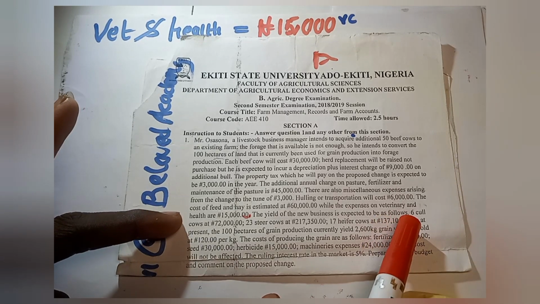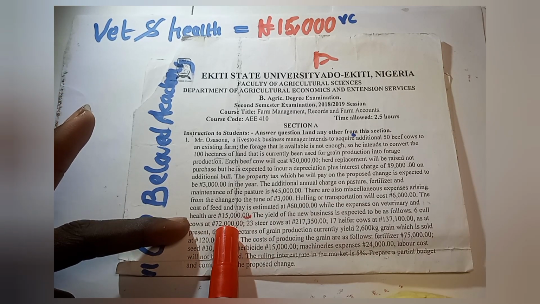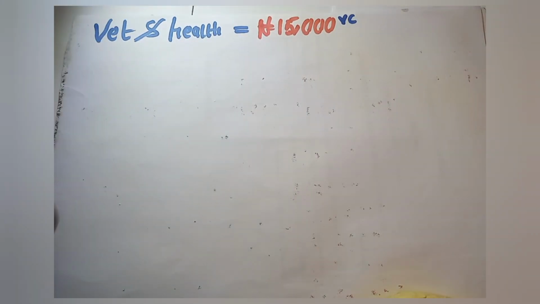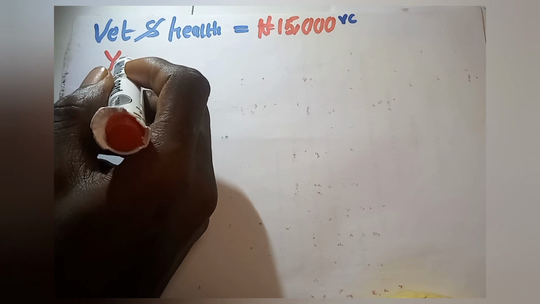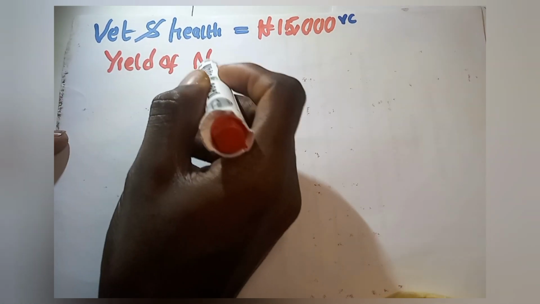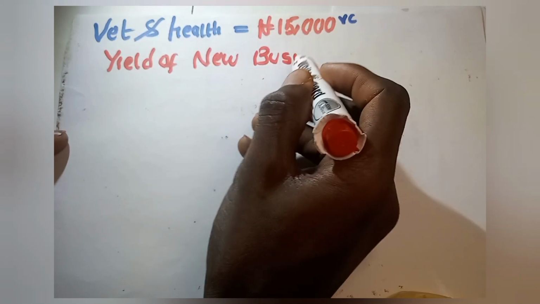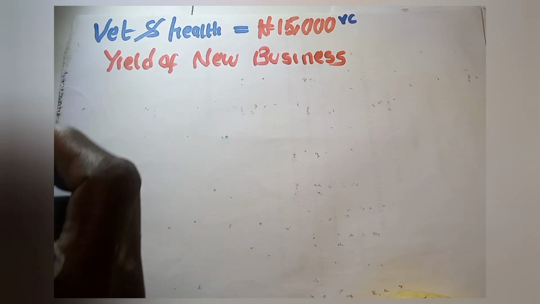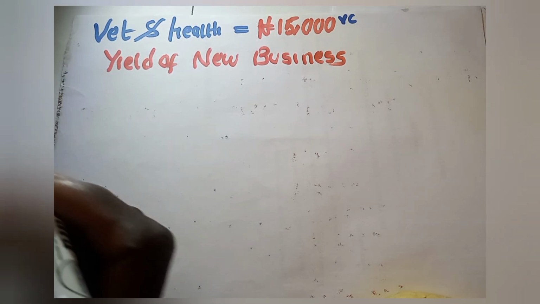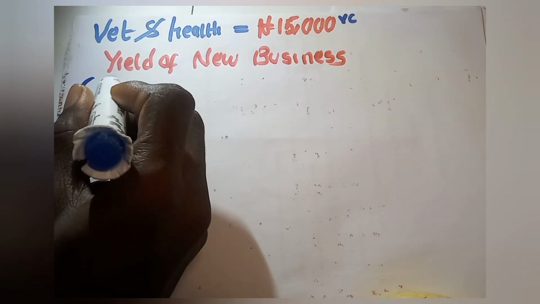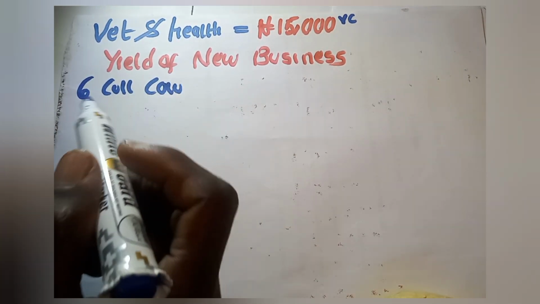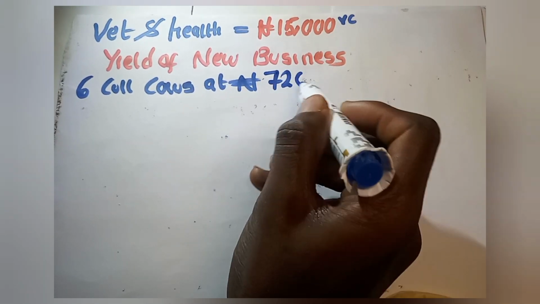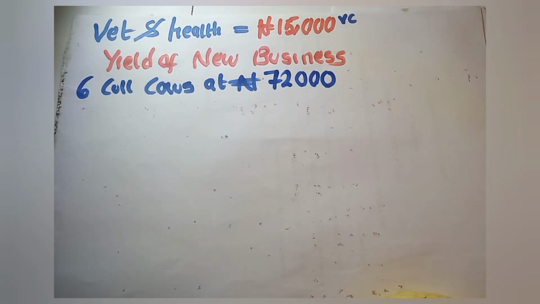So we have 6 cull cows at 72,000 naira. That's the first yield. So let me put another heading here: yield of the new business. The first yield is 6 cull cows. You can sell those cows at 72,000 naira. So this income is 72,000 naira.